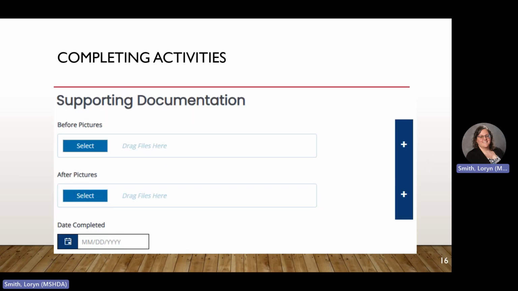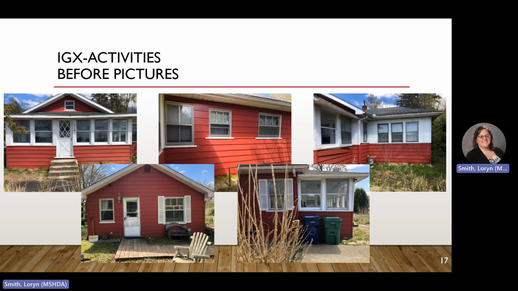For the supporting documentation section, you will need to upload before and after pictures and the date the activity was completed. Use the plus mark at the end of the line to add more lines. When taking the before pictures, keep in mind that we need a picture of the front of the house that includes the house number. We also need pictures that clearly show the reason the project is needed. For instance, if you're replacing a roof or windows, show the damage. Please try to take the after pictures from the same angle.